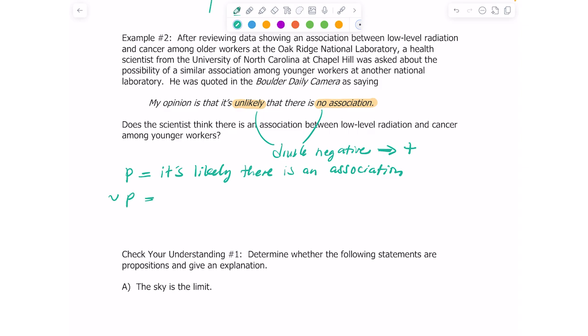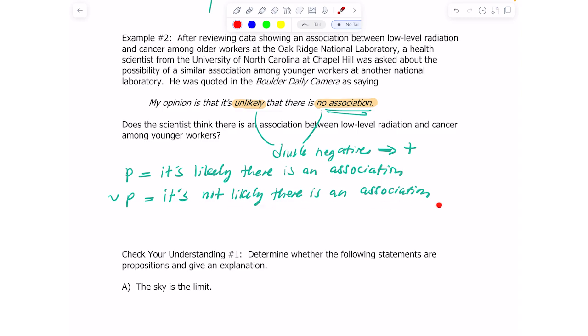Well, if the statement says it's likely there's an association, then the negation of that would be that it's not likely, or unlikely, right? Both mean the same thing. There is an association. Okay, now notice they say no association, right? Which actually transforms this back into the original statement, right? It's unlikely that there is no association because it's a double negative. So it's kind of like you start out with the positive, it turns negative, but then you have another negative. So two negatives turn positive.